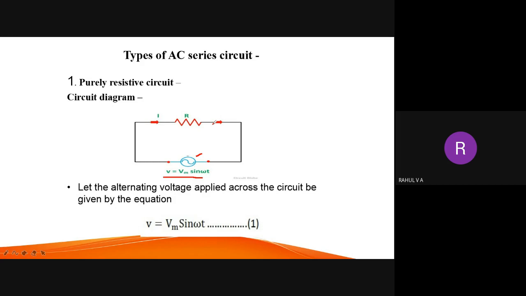Here you can see that there is an AC source with instantaneous value V equal to Vm sin omega t, and it is connected to a resistor. We are going to analyze what will happen to the current through the resistor, or through the circuit, when this voltage is applied. That is what the meaning of analysis is.